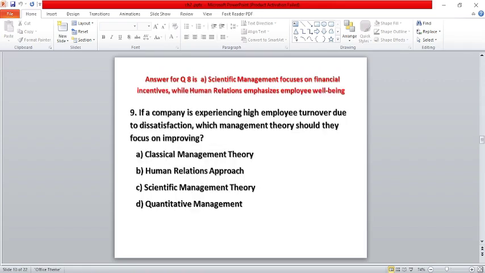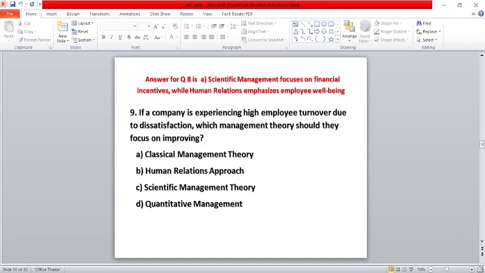Question number 9. If a company is experiencing high employee turnover due to dissatisfaction, which management theory should they focus on improving? A. Classical management theory. B. Human relations approach. C. Scientific management theory. D. Quantitative management. The answer for question number 9 is B. Human relations approach.